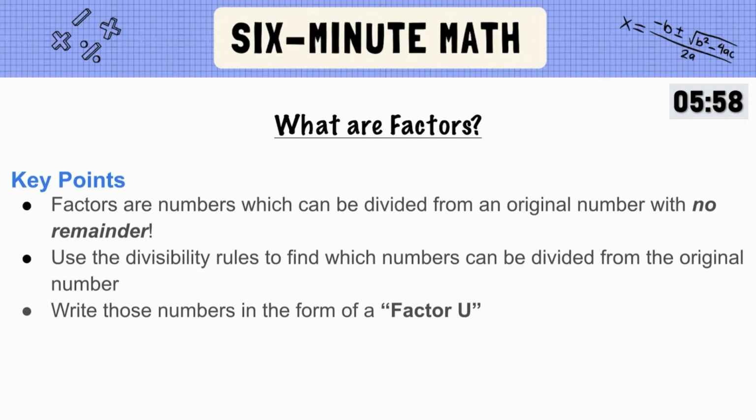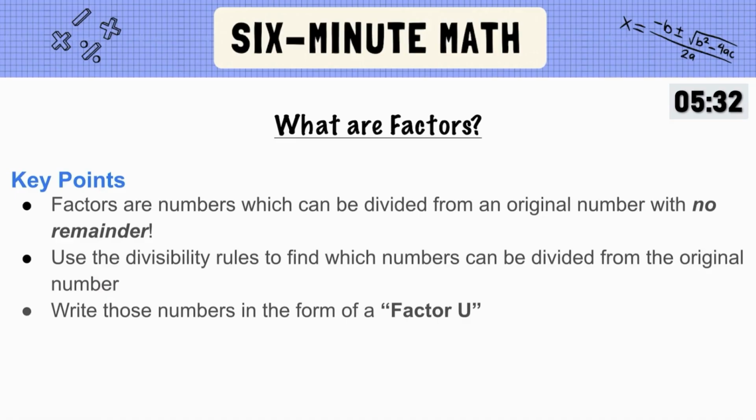Our key points when we are discussing what are factors is to know that factors are numbers which can be divided from an original number with no remainder. This is important: all factors will be whole numbers. How are we going to do this? We are going to use our divisibility rules to find the numbers that can be divided from that original.